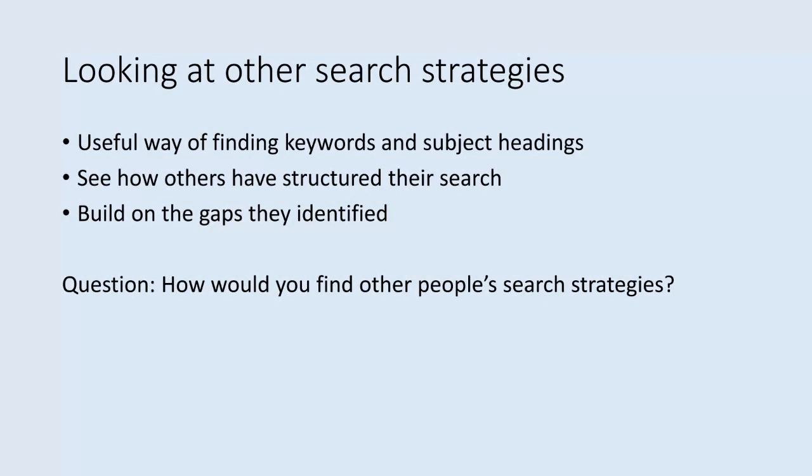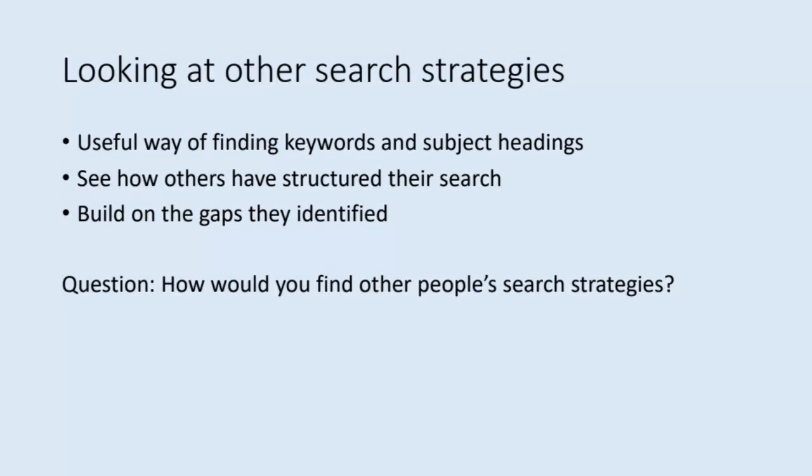You can see how others have structured their search, which can give you an indication of what you might do with your search. And you can also look to see and build on any gaps that they have identified after publishing their search and running a review of the literature. So I wanted to start with a question in case anybody already knew how to go about this. How would you find other people's search strategies?